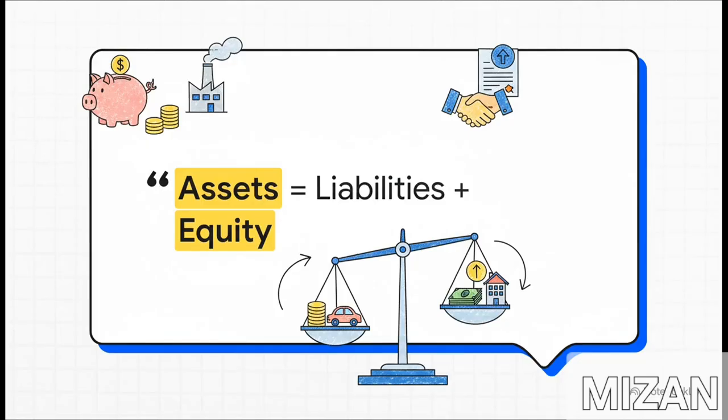And here we have golden rule number 1, the famous accounting equation. All this really means is that everything a company owns, that's its assets, has to equal everything it owes to other people, those are liabilities, plus what the owners themselves have put in, that's the equity. This equation has to balance. Always. No exceptions. It's a law.